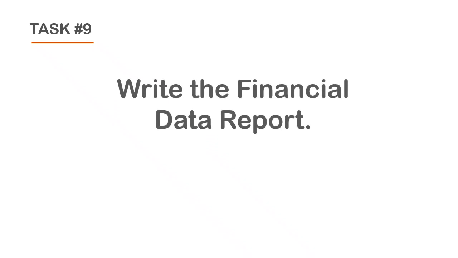Task number 9, write the financial data report. The financial data report includes the projections of the projected revenues and expenses. I always start with writing my projected expenses first. The reason that I do that is because you can look at your activities document and at what you're planning to do, and you will have to assign costs to everything you're planning to do. If you're going to offer a youth development program to provide life skills training, then how much is that going to cost? Well, it depends on what you're planning to do.